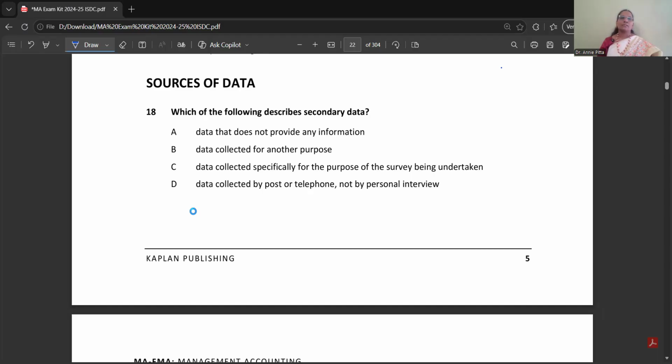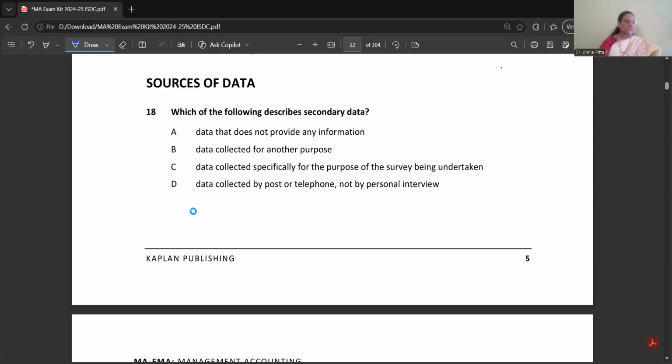Okay. So in this case, we have four options given. We are asked to understand which one of the following describes secondary data. Data that does not provide any information. If it does not provide any information, we are not even considering that. Data collected from another person, data collected specifically for the purpose of the survey being undertaken, data collected by post or telephone, not by personal interview.